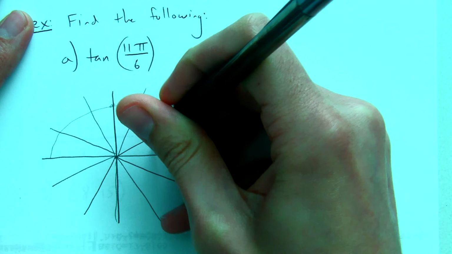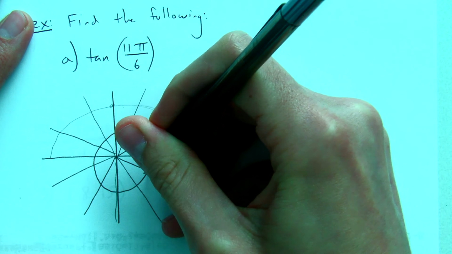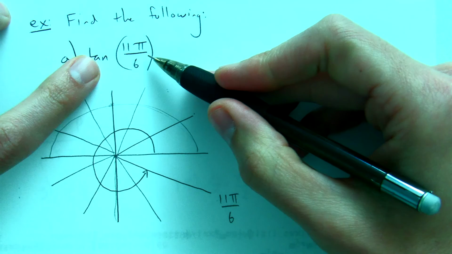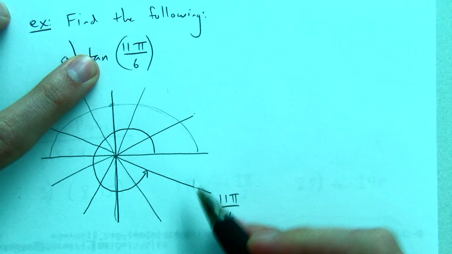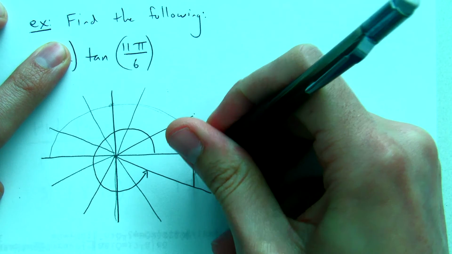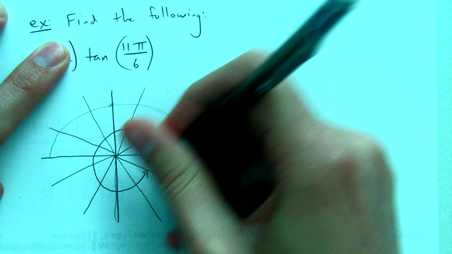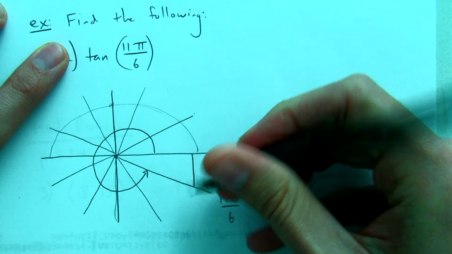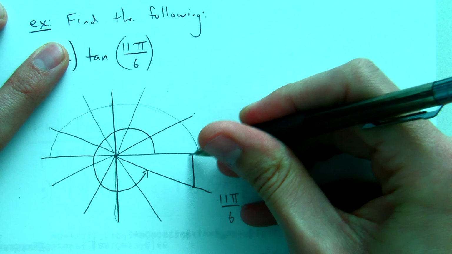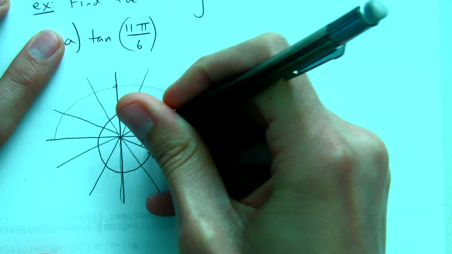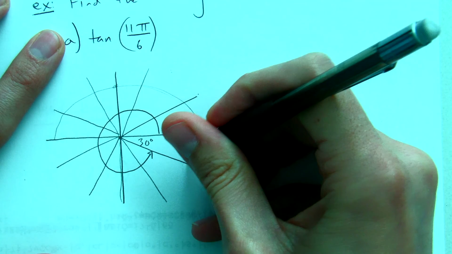That's the angle I'm looking for. Guys, at this stage, if it's easier for you to convert 11 pi over 6 into degrees to find out where this is, that's fine. We'll find out that it's 330 degrees, which leaves us a reference angle here. Notice I drew from the terminal side straight to the x-axis to make my right triangle. The reference angle is 30 degrees, which means this is a 30, 60, 90.